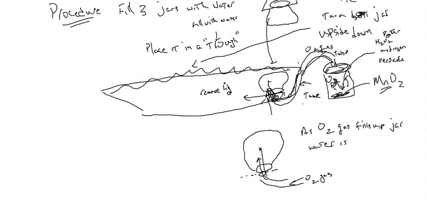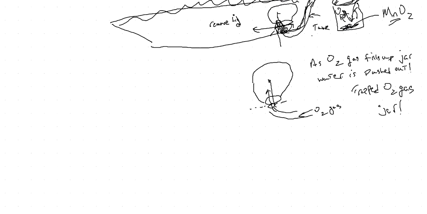So now what we've done is we've trapped O2 gas in the jar. Okay, so I'm going to redraw this. Now we have on the bottom our jar. In this jar is the O2 gas, and a little bit of water. We want some water, a little bit of water.